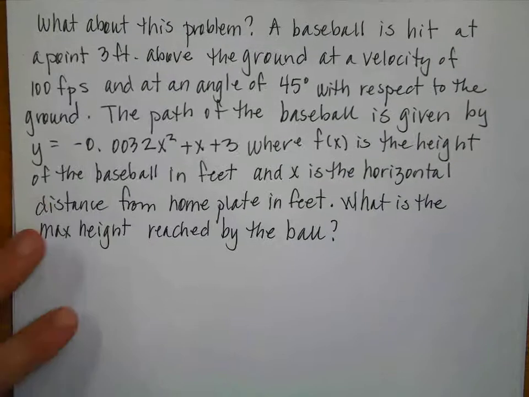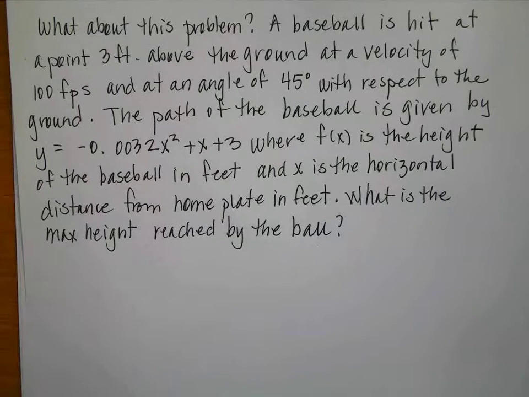So now I have a little bit of a longer example. I've pre-written it, so you can pause to write this down, and I'm just going to read it to you. A baseball is hit at a point 3 feet above the ground at a velocity of 100 feet per second and at an angle of 45 degrees with respect to the ground. The path of the baseball is given by y is equal to, and there's your lovely little equation, where f of x is the height of the baseball in feet, x is the horizontal distance from home plate. The question is, what is the maximum height reached by the ball?